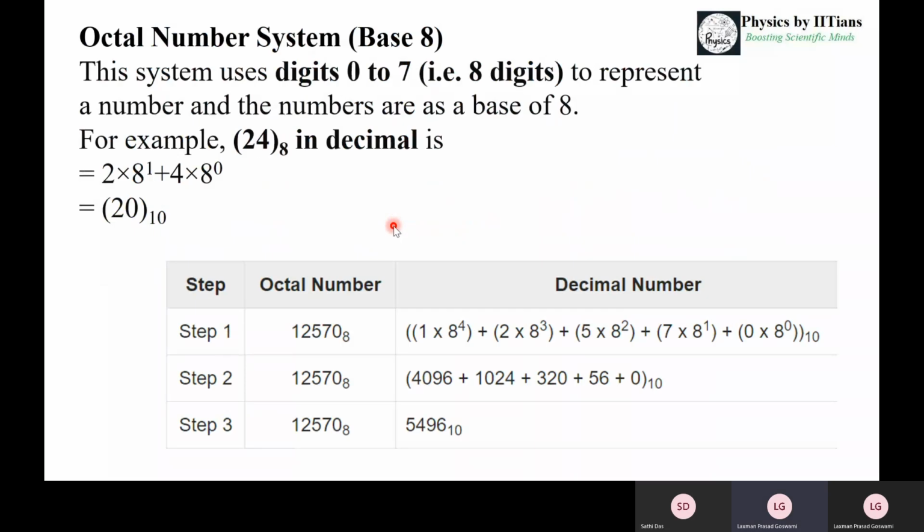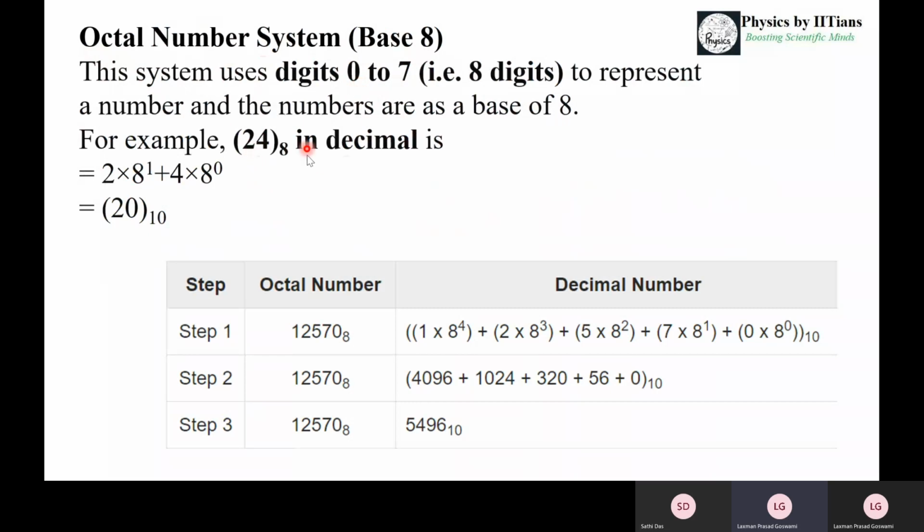Next is the octal number system. Octal, as the name suggests, is a base 8 number system. We have digits from 0 to 7. So here again, we will proceed with the same procedure. Now we will multiply the base 8 to the power of something.